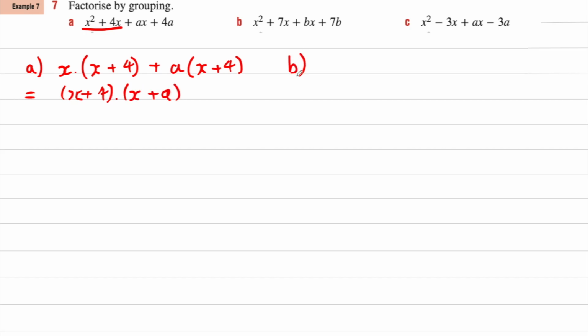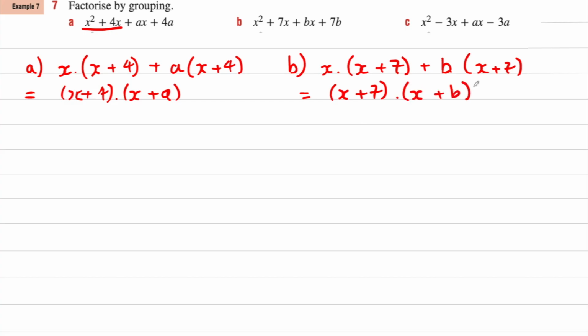For question B, you have the same idea. For the first two terms, x will be outside, and for the next two terms, b will be a common factor. You get x plus 7, and x plus 7 will be the new common factor. x plus 7 here and x plus b will be here.